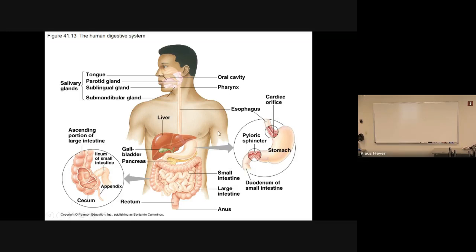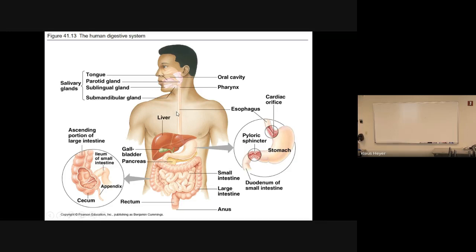There are two parts to this. One is a tube. That tube starts with your mouth and it ends with your anus. So it starts here and it ends down here. So it's your mouth, and the food goes in your mouth, you chew it.